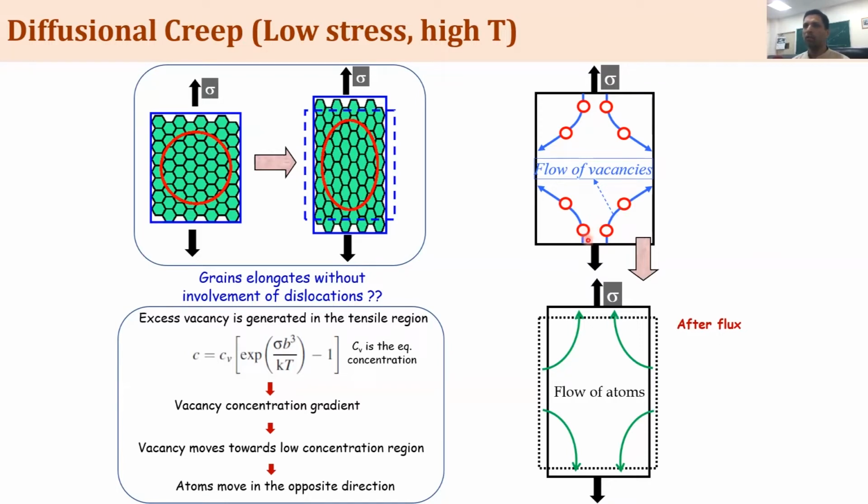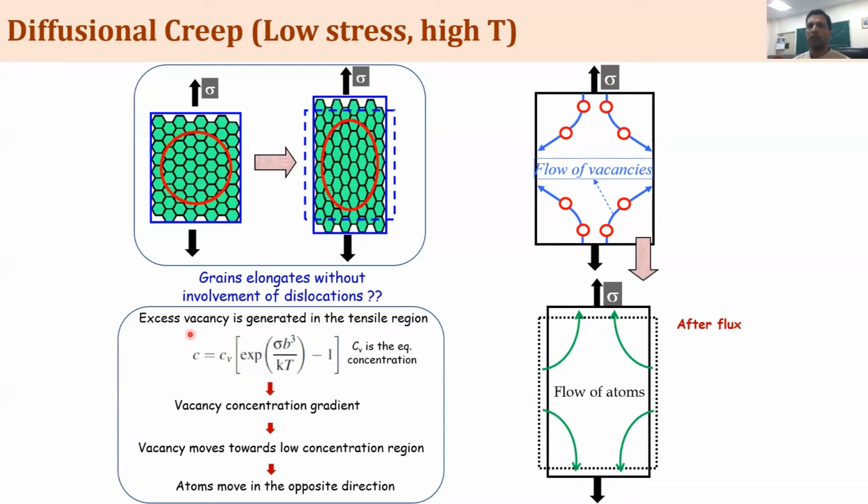And because of this concentration, vacancies move over here. And when the vacancies move like this, the atoms would move in the opposite direction. So the atoms would move like this. And eventually you would have a dimensional change like this. So the dotted line is before the flux and the dark line is after the flux. So you can see this is the movement of vacancies and this is the movement of atoms. And eventually the component would get a shape like this. And yes, it is happening all without the involvement of dislocations.